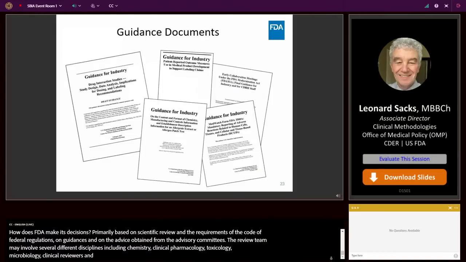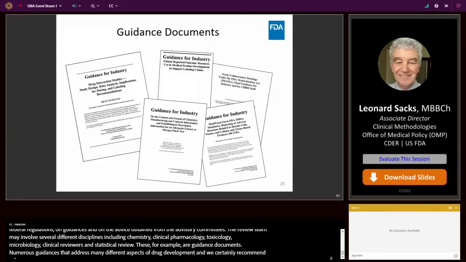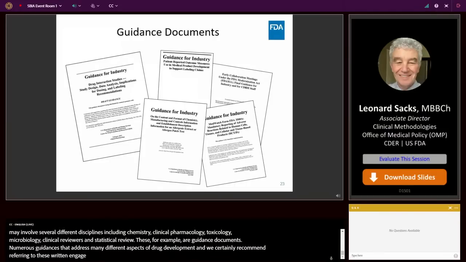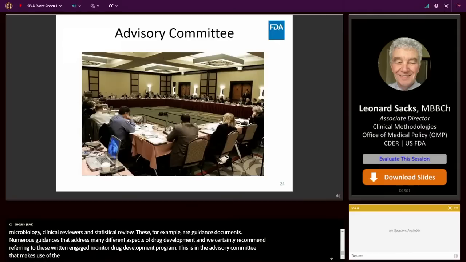These are examples of guidance documents, numerous guidances which address many different aspects of drug development, and we certainly recommend referring to these when engaging on a drug development program. This is an advisory committee. Advisory committees make use of a panel of external subject matter experts, and they're an important tool for FDA to ensure that the broader scientific community's opinions are incorporated into our decisions.